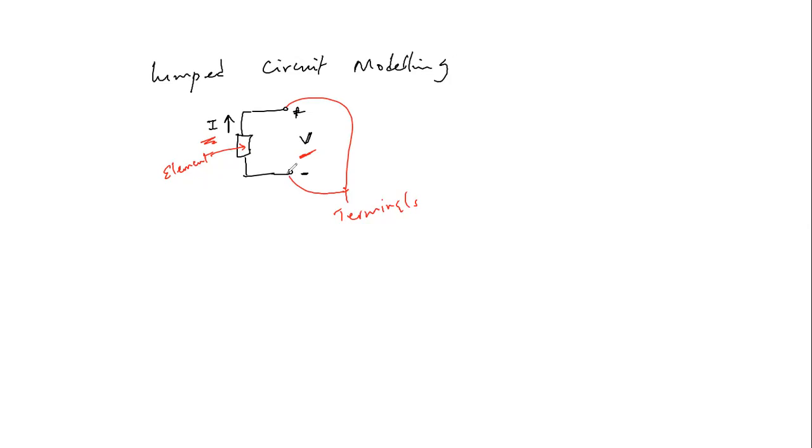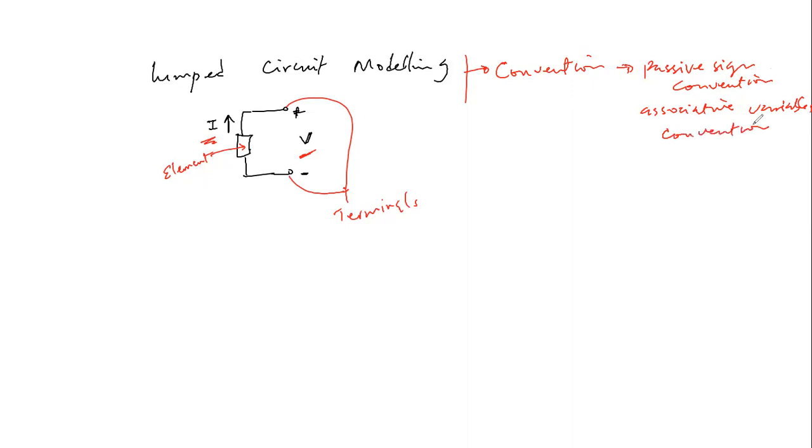Okay, so we do this by using an established convention. In some relevant textbooks, you'll see passive sign convention, while in some others, you will see associated variables convention. Whichever way, we're talking about the same thing. It's all about describing the reference direction of current flow. Okay, so let us present them.